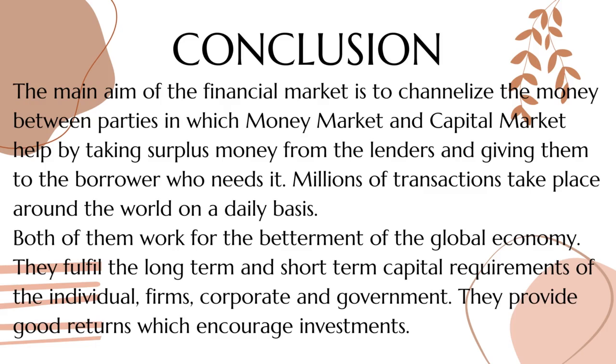Conclusion. The main aim of the financial market is to channelize the money between parties, in which money market and capital market help by taking surplus money from the lenders and giving it to the borrower who needs it. Millions of transactions take place around the world on a daily basis. Both of them work for the betterment of the global economy. They fulfill the long-term and short-term capital requirements of individuals, firms, corporates and government. They provide good returns which encourage investments.